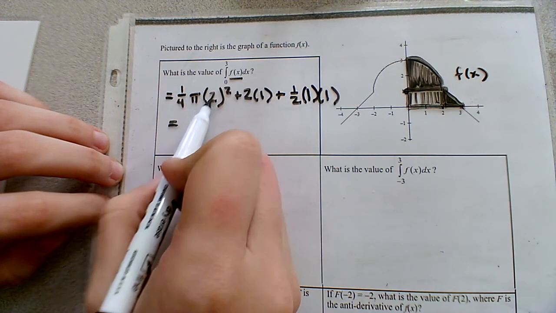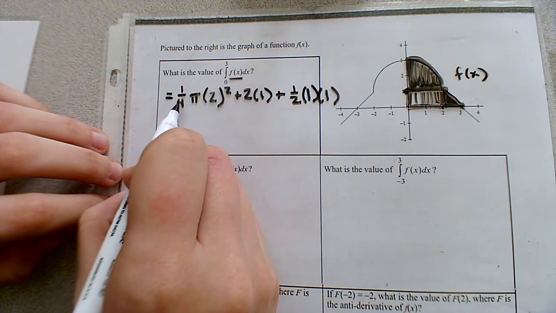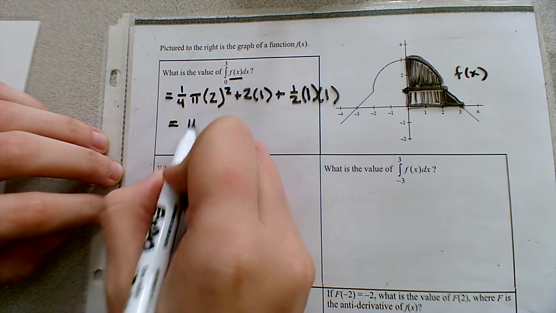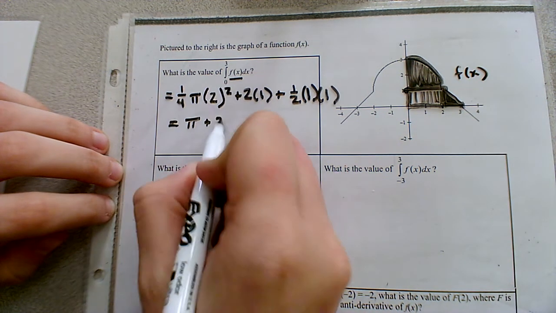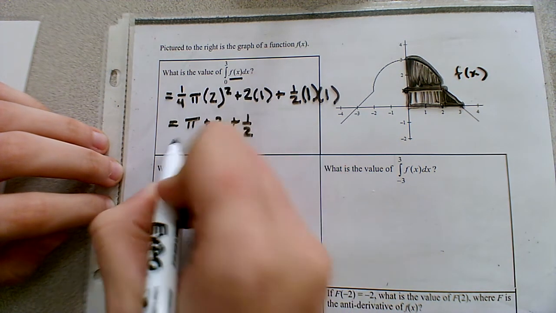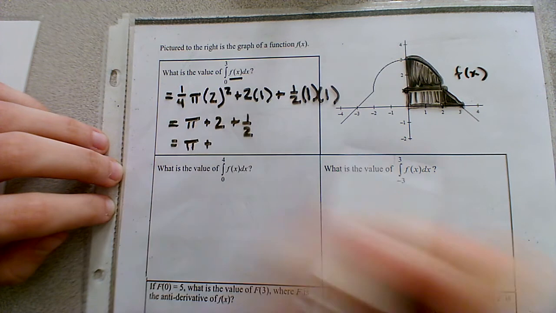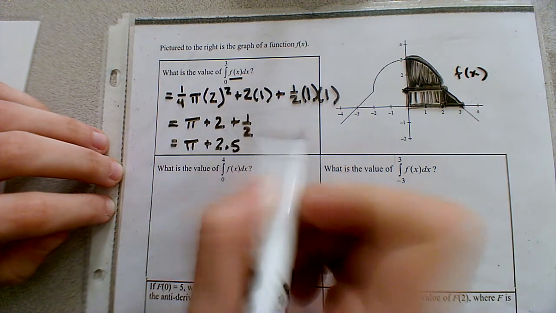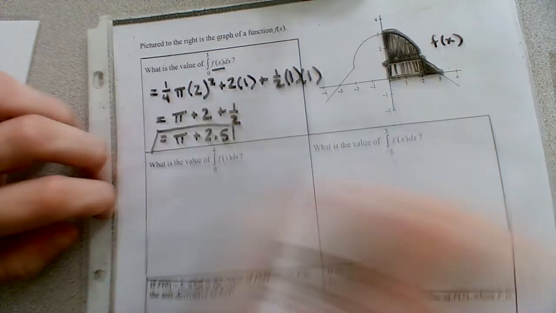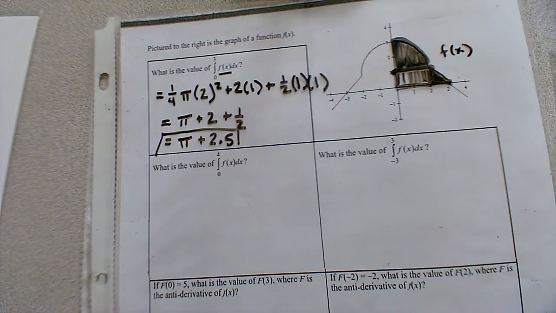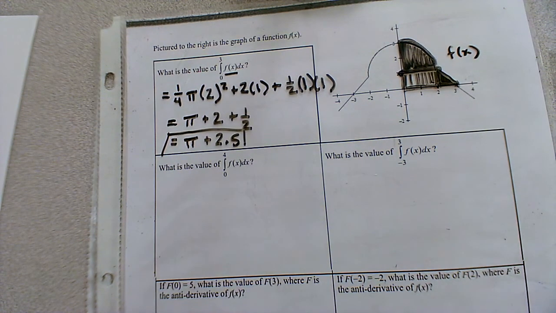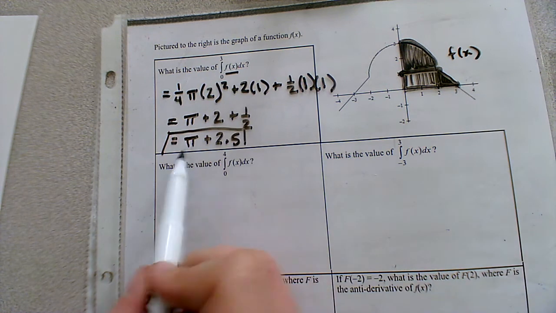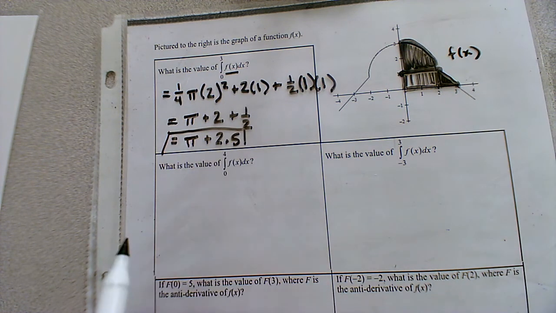So altogether, we have 2 squared, which is 4, times a quarter is 1. So I'm just going to be left with pi. Then we have plus 2 plus 1/2. So it seems like our overall area under the curve from 0 to 3 is pi plus 2.5. So notice how we can do that without a calculator. If you were more comfortable with typing this in and getting a decimal value, that's perfectly fine, but this is a more exact representation than just a rounded decimal.